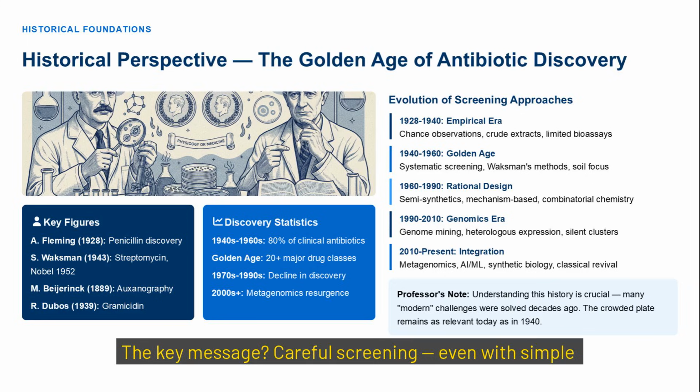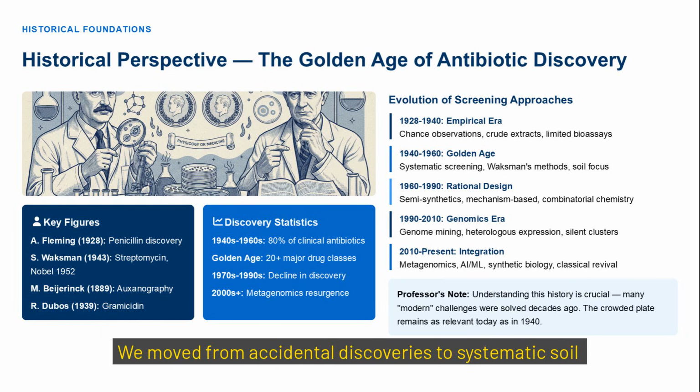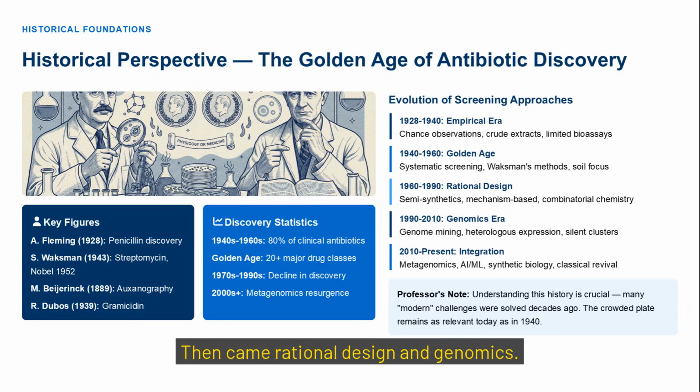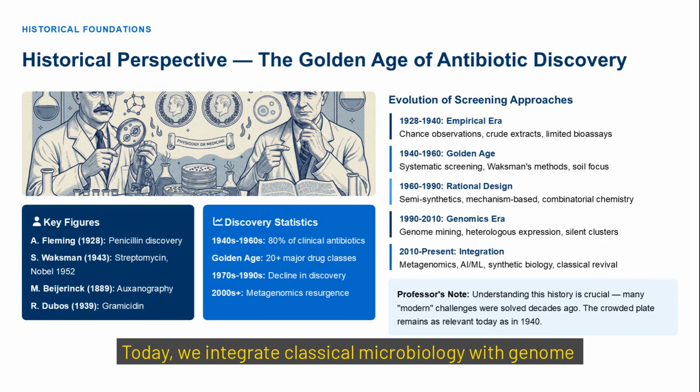Screening has evolved dramatically. We moved from accidental discoveries to systematic soil screening. Then came rational design and genomics. Today, we integrate classical microbiology with genome mining, metagenomics, AI, and synthetic biology. But here's something important. Phenotypic screening still matters. You must see what the organism actually produces.